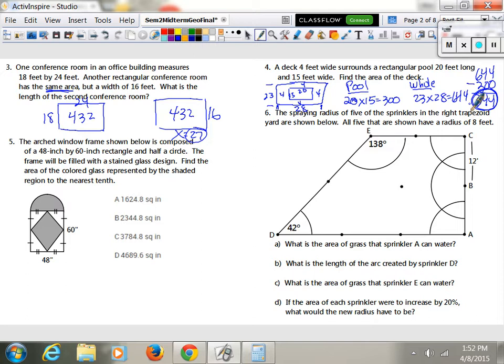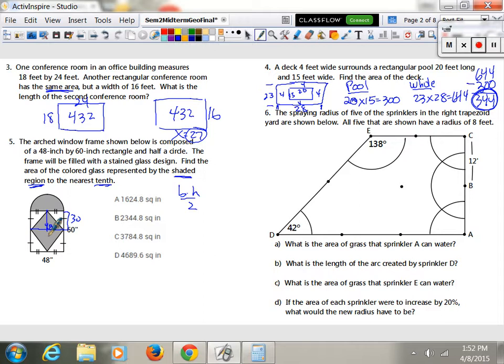Number 5, you want to find the shaded area, shaded region to the nearest tenth. So what I would have done first is broke this into 2 triangles. My base is 48, my height is 30. So you have your base times your height divided by 2.